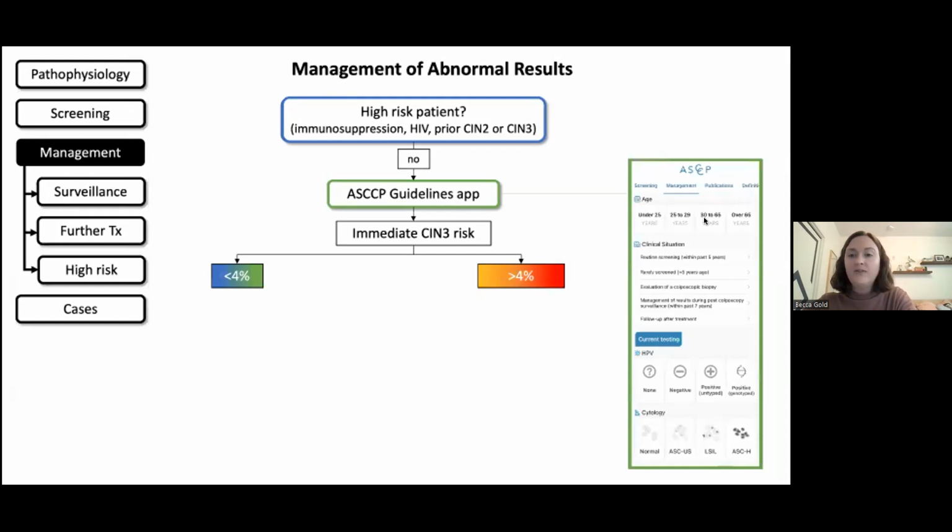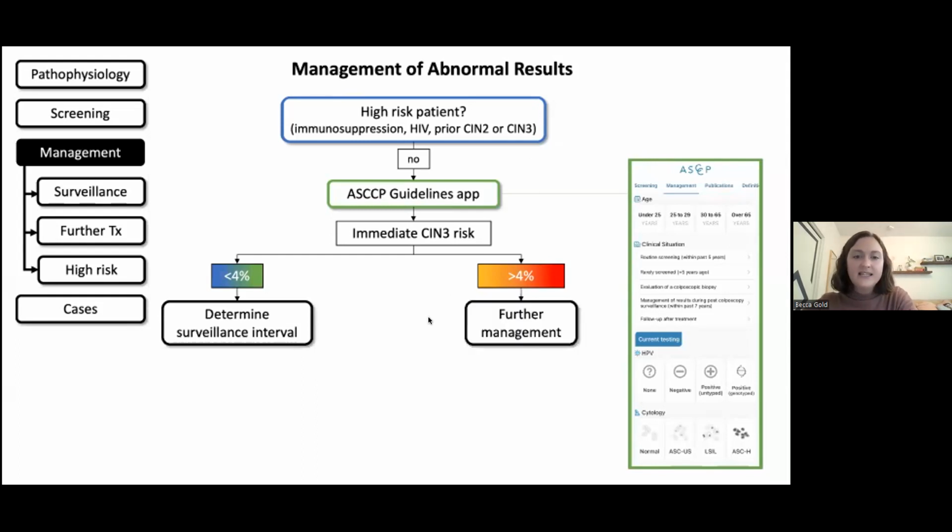So for example, if you've had an HPV infection present for a longer time, that will increase your risk of CIN3 being present. And then additionally, as we've talked about, certain kinds of HPV like 16 or 18 may also impact your risk. So after you punch in your patient's information, if it finds that their immediate risk is less than 4%, the tool will then help you determine the appropriate surveillance interval. Whereas if the tool finds that their immediate risk of CIN3 is higher than 4%, they'll suggest the next management step.